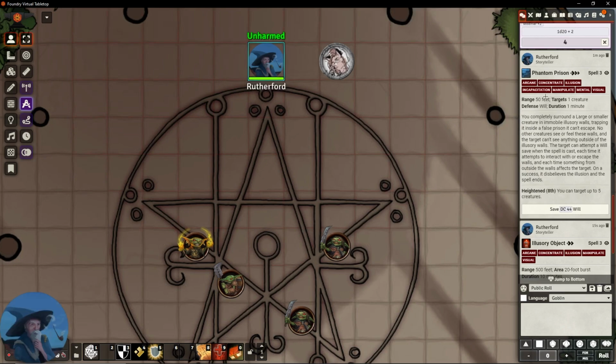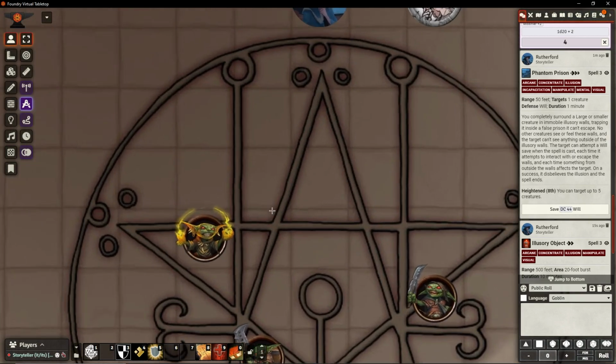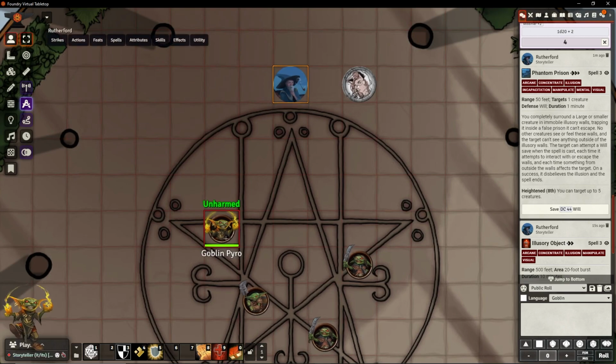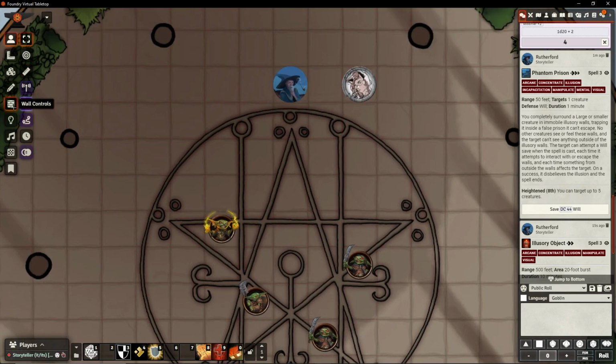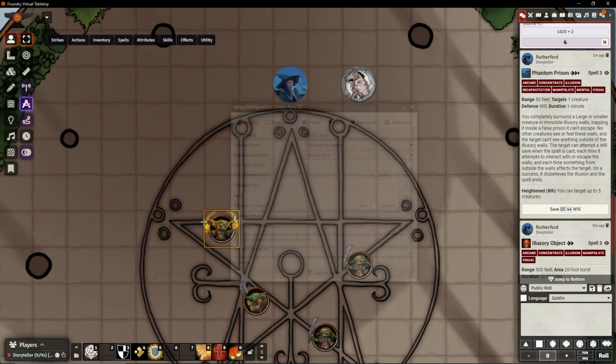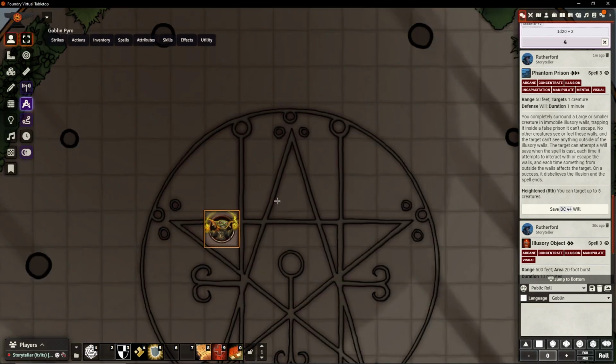But I would like to highlight the fact that Phantom Prison specifically makes the creature believe that it is entirely encased, but that is only this creature. If Rutherford were to cast Phantom Prison on the Goblin Pyro, the Goblin Pyro would not be able to see or affect anything. It couldn't cast any spells, it couldn't see any creatures, and additionally, depending on how you want to rule the walls, it perhaps couldn't even hear creatures outside of it, which means that it could not be informed that this was an illusion.